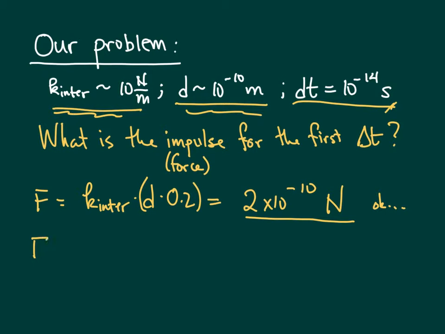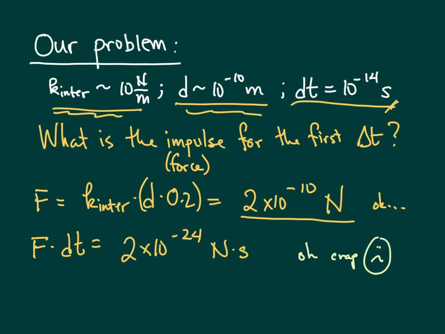But the moment we multiply it by our small time step, we get 2 times 10 to the minus 24 newton seconds, and the computer says, oh crap. So we've got to figure out what the problem is.